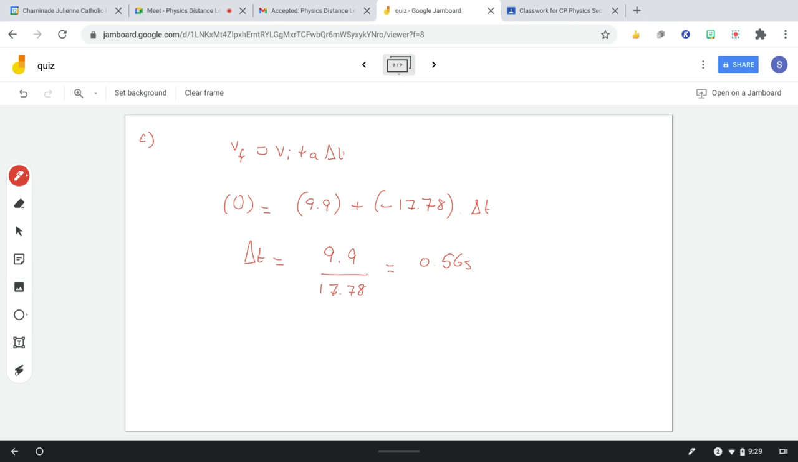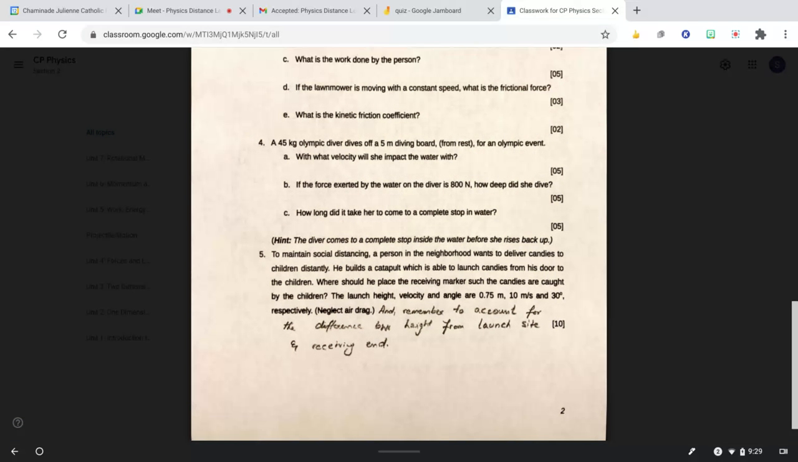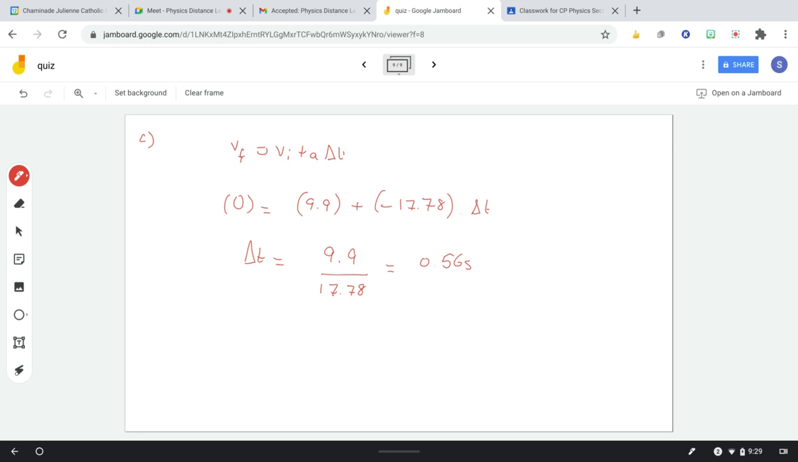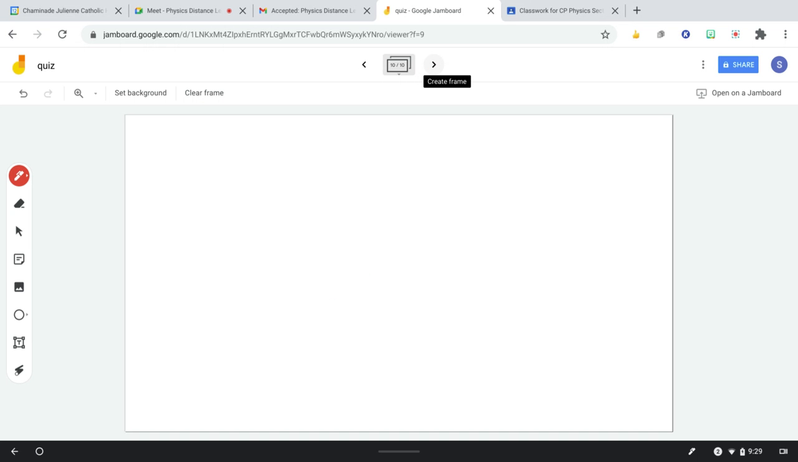Okay. And then the last question is question number 5. So you've got to maintain social distancing. This was a projectile motion question. The trick here was that there's a height added to it. So let's do question number 5 then.